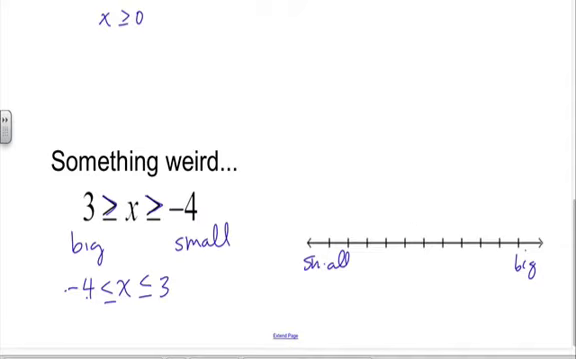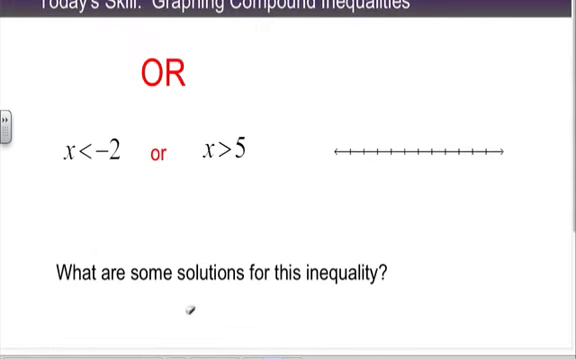And then I would plot it. So if I put 0 there, let's see, 3 would be here, and -4 would be there. Looks like both of these are less than or equal to's. So closed circles, and then I would shade everywhere in between. Great. All right, so now let's look at the OR situation.